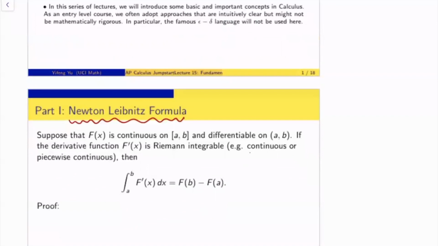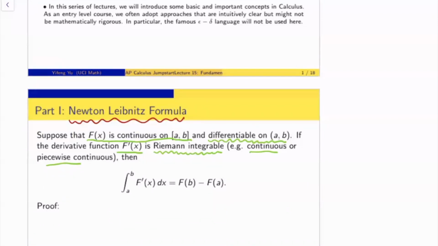Here's the setup. Suppose we have a function f, which is continuous on the interval [a, b] and differentiable on the open interval. Then we can talk about the derivative function, f prime. Let's assume this derivative function is Riemann integrable. For example, it's continuous or piecewise continuous. Continuous and piecewise continuous are probably the most often used special examples of Riemann integrable functions.